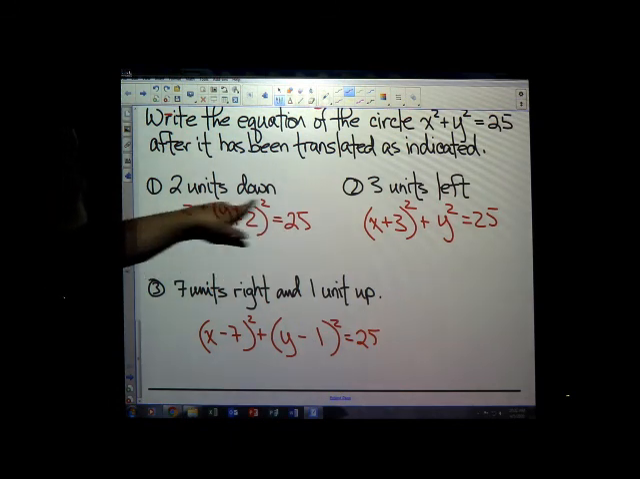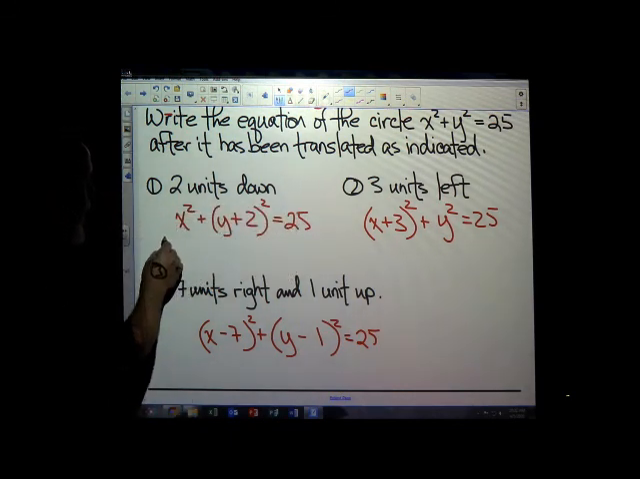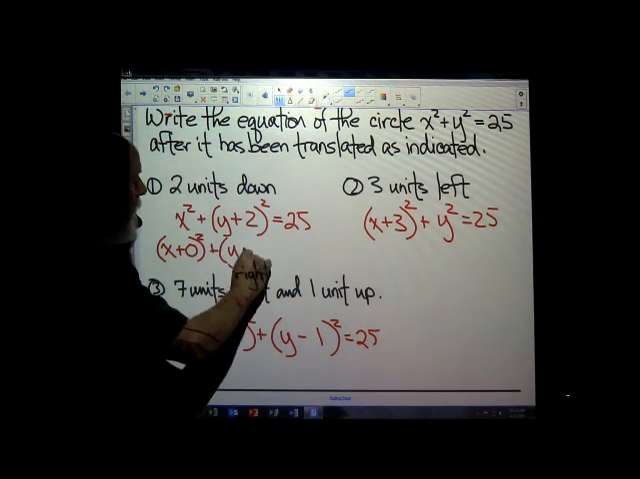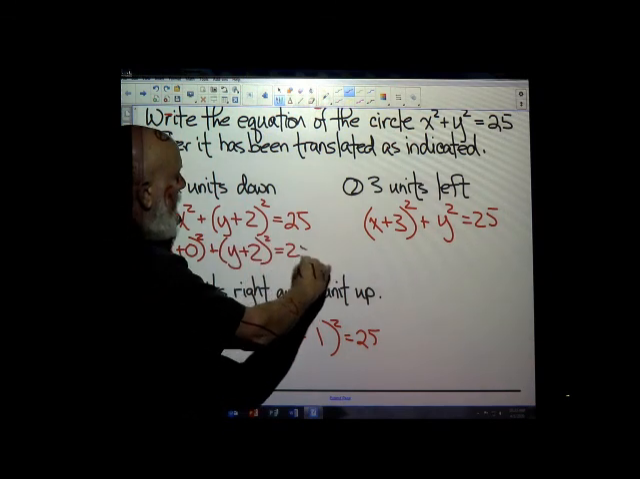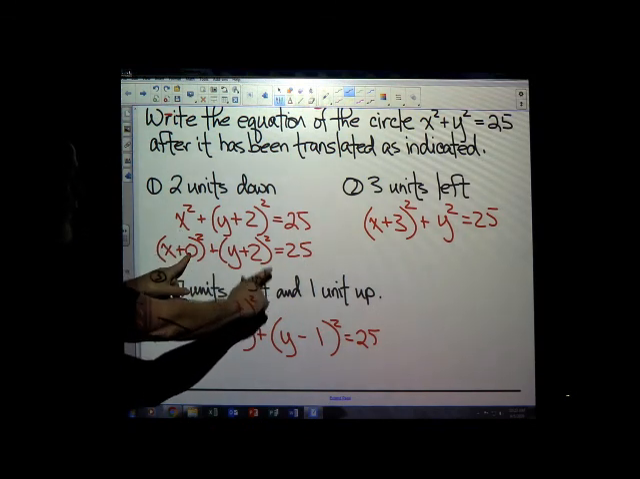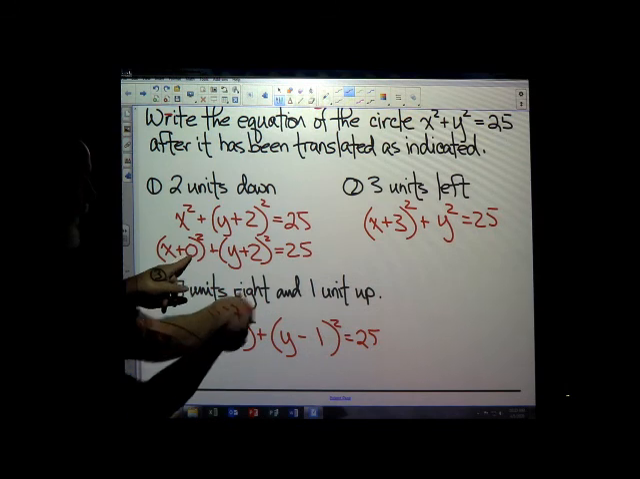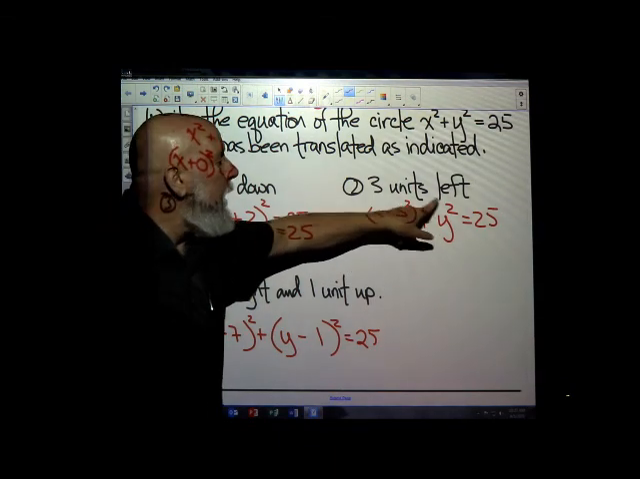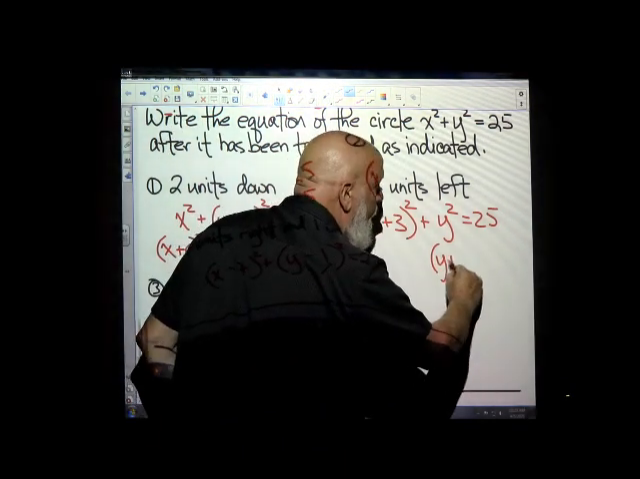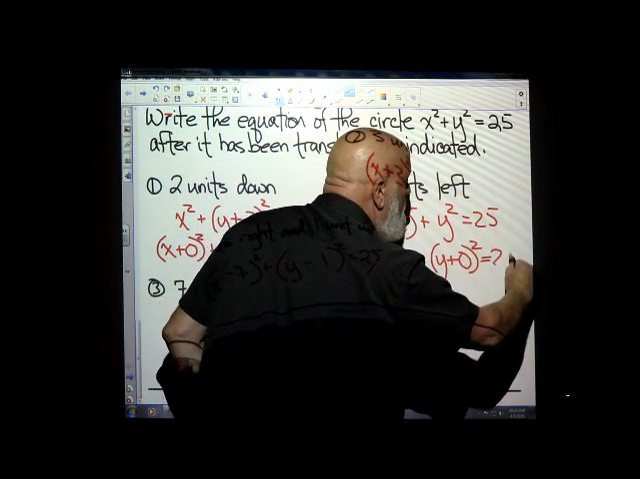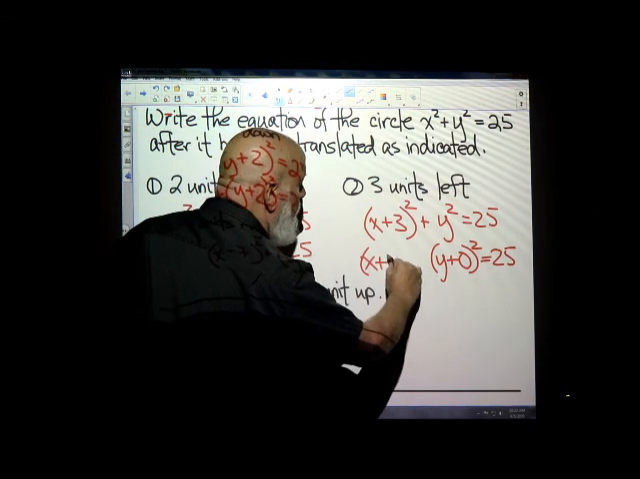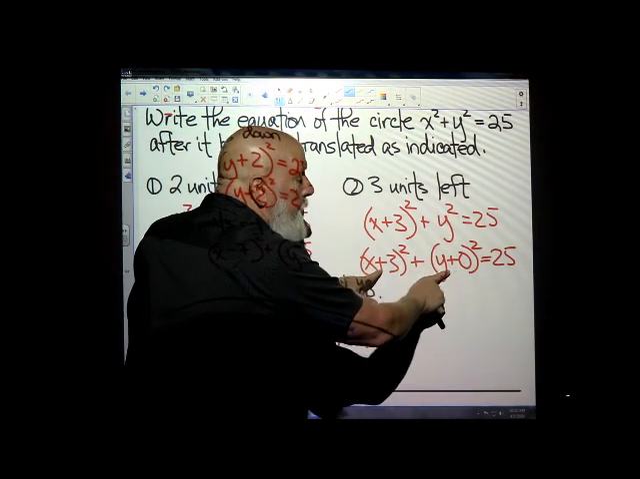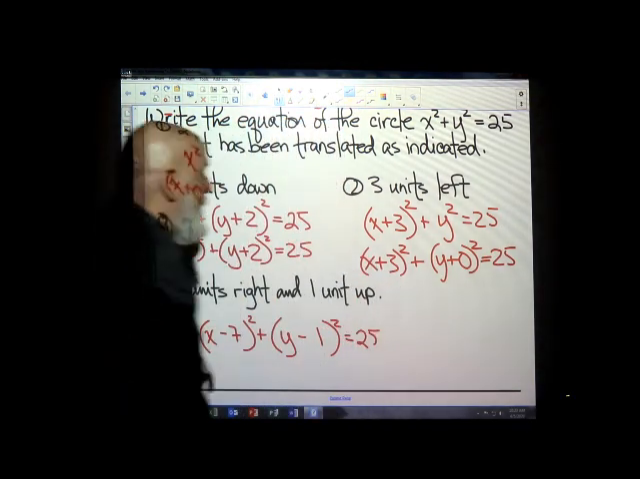This would be a circle with a radius of 5. Remember, this can be thought of as x plus or minus 0. So we can look at this and see the center of the circle would be (0, negative 2), which is 2 units down, with a radius of 5. This would be 3 units to the left, so the center would be negative 3. By the same token, we could think of this as y plus or minus 0. And say, well, this has a center at (negative 3, 0). y squared can be thought of as y plus 0 squared, radius of 5, and so forth and so on.